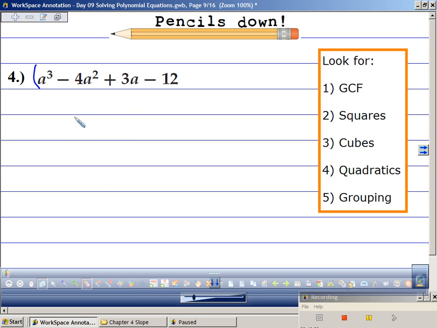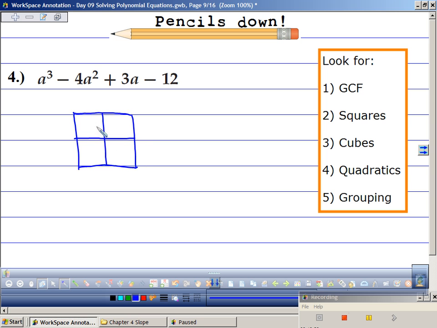Here's the easiest way to do it. It takes all of the guessing out of the game. Your old friend, right? a cubed minus 4a squared plus 3a minus 12. No guessing at all involved. What goes here? What goes here? What goes here? There it is there. a minus 4 times a squared plus 3.